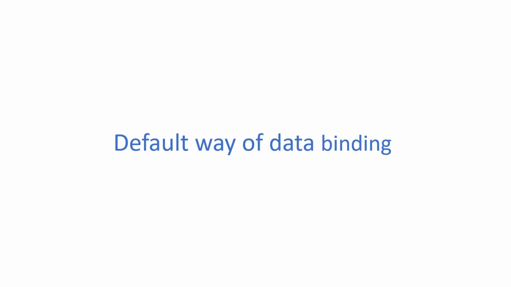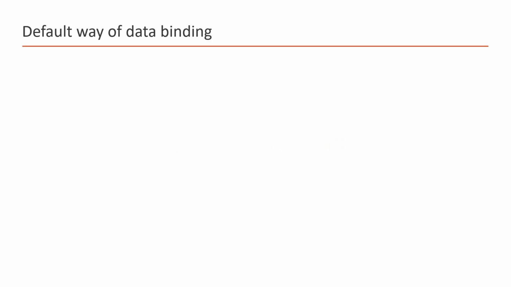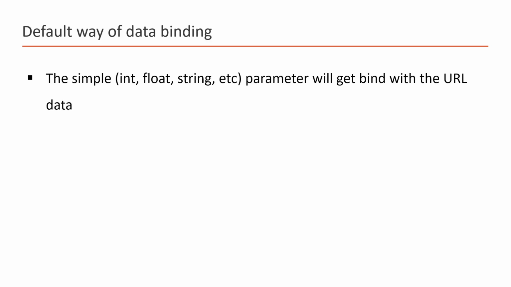What will happen if we are not using any kind of attribute or methods on the parameter of the action method? Let's understand the default way of data binding in ASP.NET Core web application. Remember, we can send the data in URL and the body of any HTTP request. Now, if we are sending the data in the URL, then it will get bind automatically with all the primitive data type parameters. For example, integer, float, string, character, etc. If we are using these simple parameters, then the data binding will work with the URL data.